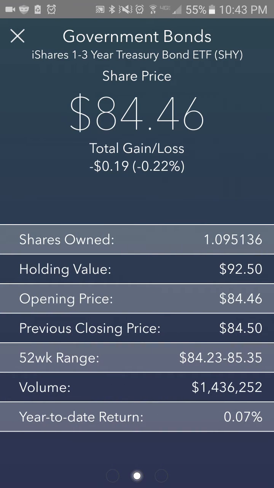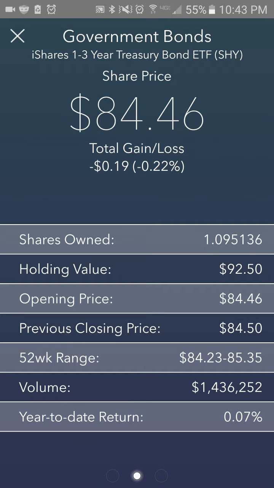I own 1.095136 of this ETF. So like I said, fractional shares. You get all the benefits of owning that ETF. It moves with the market just the same way, but you only pay fractions for it, which is great.